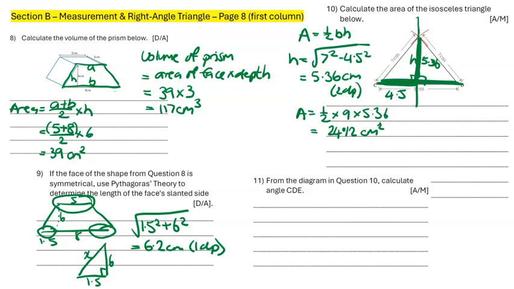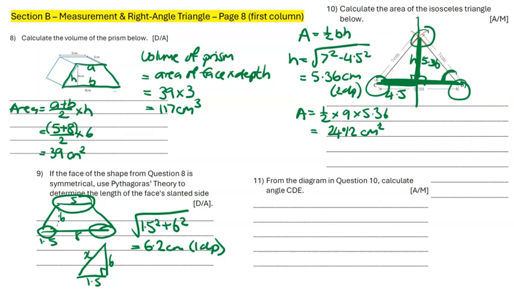So the next question is a bit messy as well. From the diagram in question 10, which I've drawn all over, but I'll redraw it, calculate angle CDE. Just to note, for angle CDE, C was over here, D was here, E was here. That means we're trying to find out this angle over here.